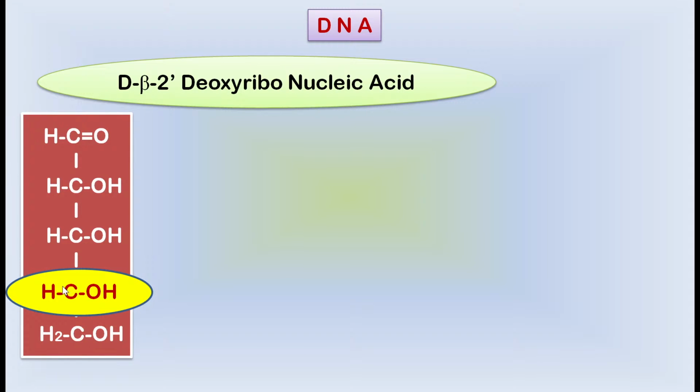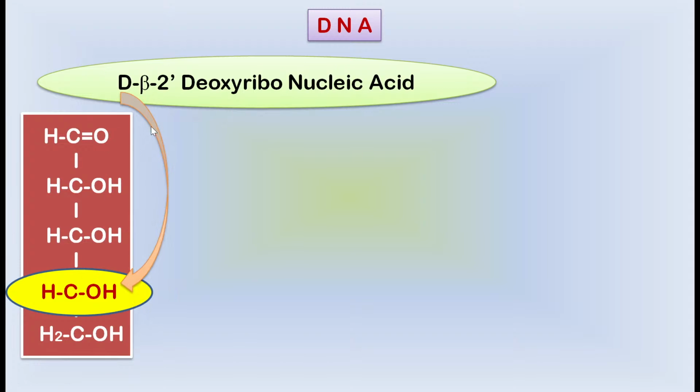Among these 5 carbons, the fourth carbon, which is immediate to the last carbon, is known as the penultimate carbon. In this penultimate carbon, if the OH is present on the right side, then it is called D configuration of ribose. If the OH is present on the left side, then it is called L configuration. In DNA, the ribose is in D configuration. That's why this is called D.